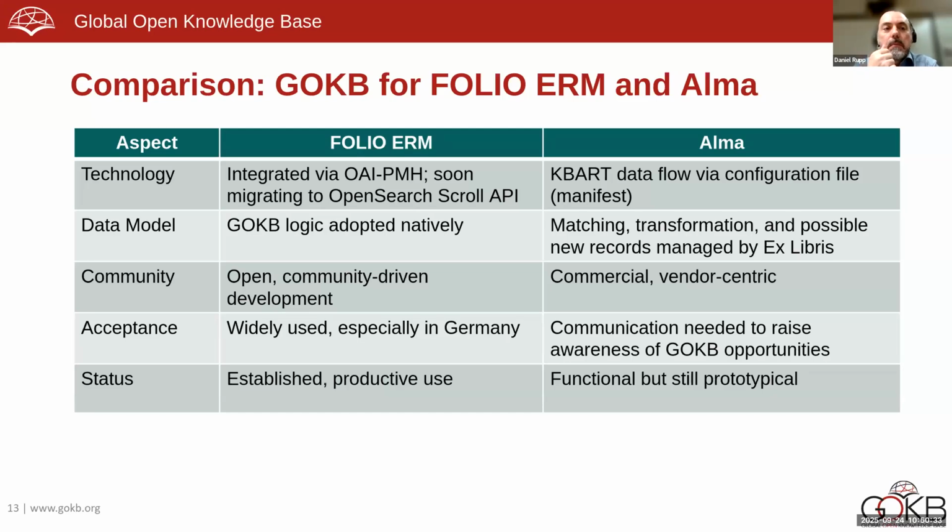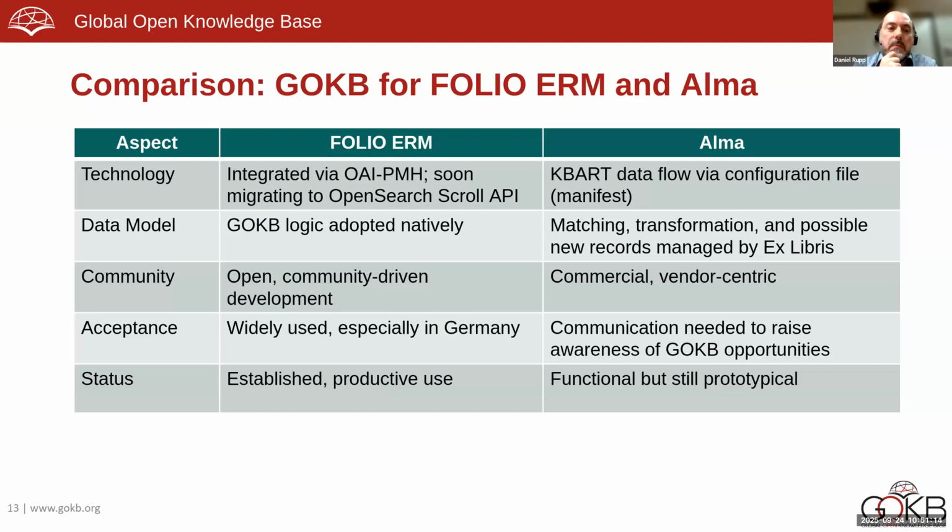And I think a really great thing is that Folio ERM uses the GOKB logic we have for packages and titles in the packages, and the title itself is natively adopted in the Folio ERM. But in Alma there are lots of matching, transformation, and so on, and possible new records are managed by Ex Libris. So it works, but it's a difference.